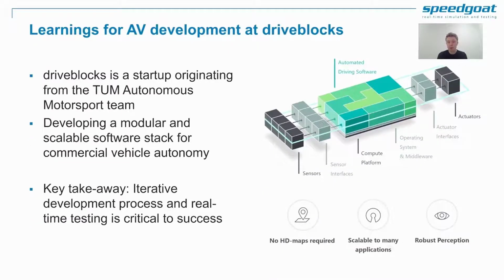So what to do with all of this? We have been spinning off the company, which is called Drive Blocks, and it's a startup originating from the TUM Autonomous Motorsport team. The key focus of the company is to develop a modular and scalable software stack for commercial vehicle autonomy. Even though those vehicles will not drive at speeds of about 270 kilometers per hour, real-time testing is going to be a crucial factor as well.